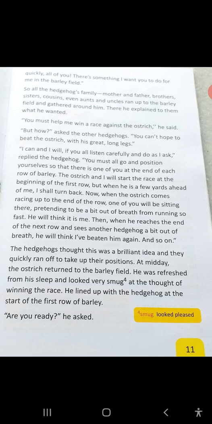"Then when he reaches the end of the next row and sees another hedgehog a bit out of breath, he will think, I have beaten him again, and so on." So that was his plan. He thought that when the ostrich reaches the end, another hedgehog will come out of that row, and the ostrich will think that the hedgehog has gone ahead of him and is winning the race. So this was the plan of the small hedgehog, so that he could beat the ostrich.